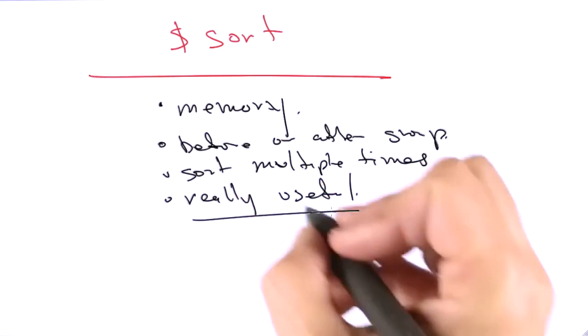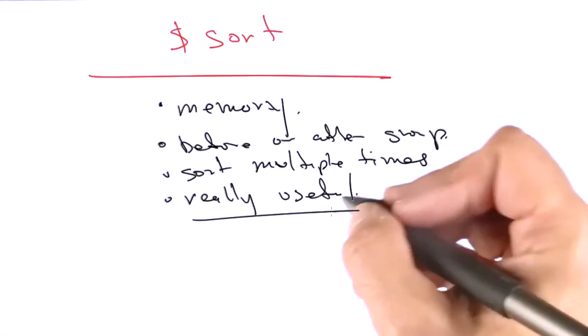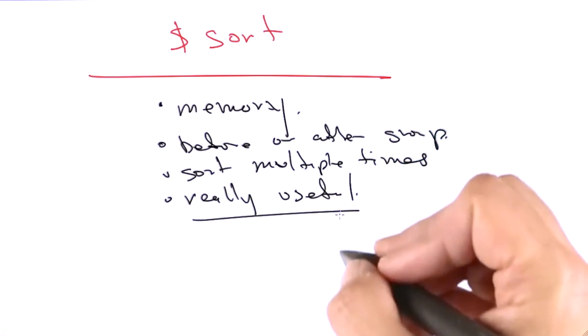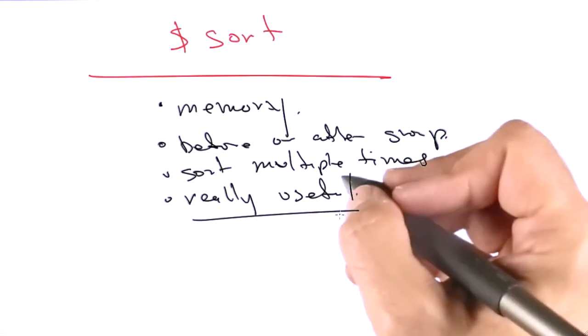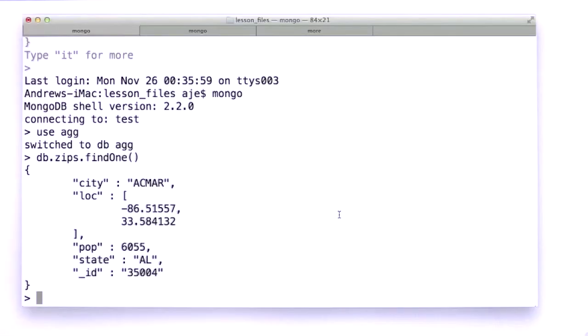Now, I'm going to show you a sort at the end of the pipeline, which is good for formatting a report. But sorting before you do a grouping is even more useful in terms of aggregating different pieces of data from the collection. So let's look at sorting at the end of a pipeline. We're going to go back to our zip code data set, and each document looks like this, if you recall.